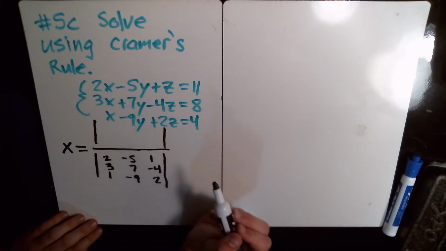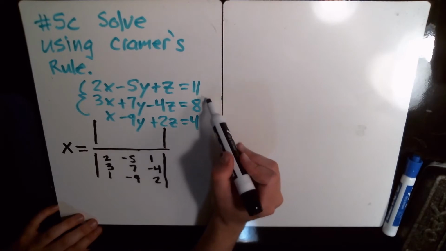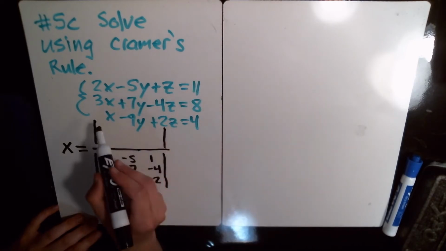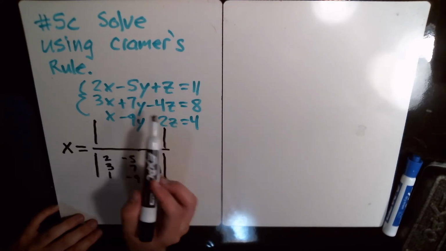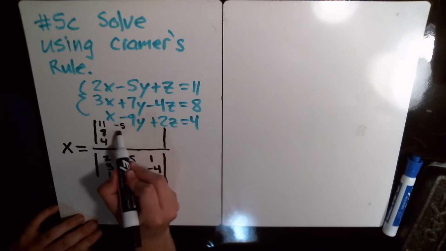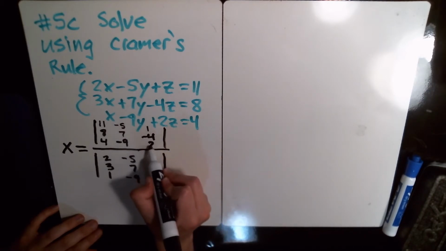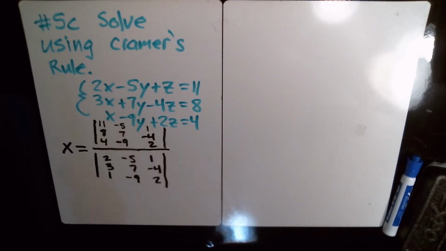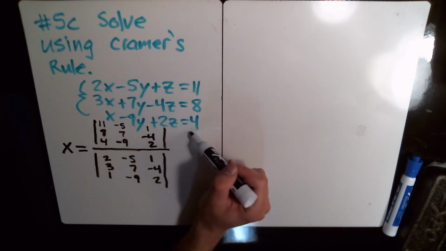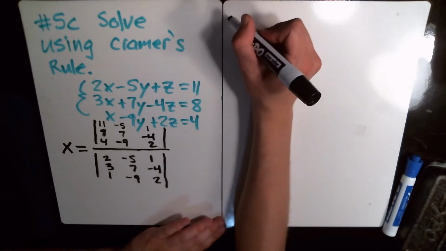This one on top is the same as this one, it's just that x is the first variable. So you take these numbers here, 11, 8, 4, and put them into the column corresponding to x. So you do 11, 8, 4, then negative 5, 7, negative 9, and then 1, negative 4, and 2. We keep everything else the same, but that first column, because we're finding x, we switch to those three numbers. So x is equal to this, and I now need to compute these determinants to figure out what x is equal to. I'm going to compute those.